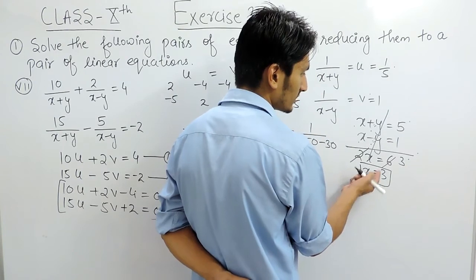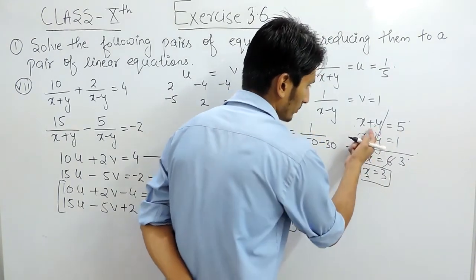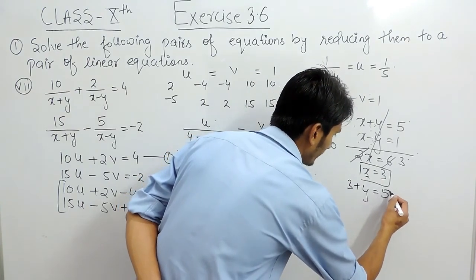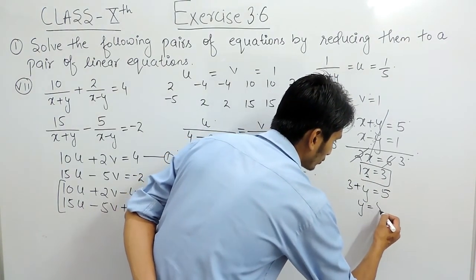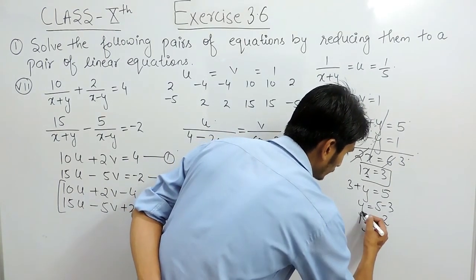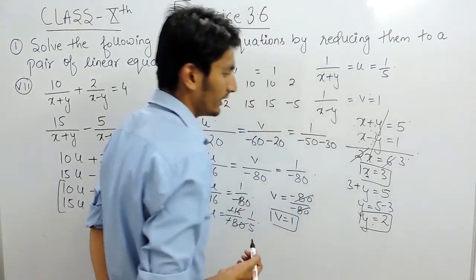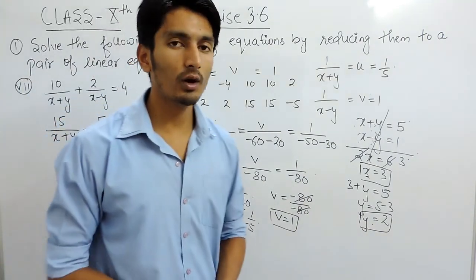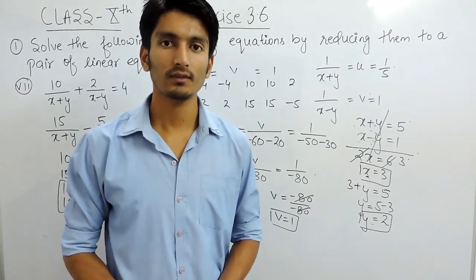So I am substituting this value in the first equation. The value of x is 3, so 3 plus y equals 5. So clearly the value of y should be 5 minus 3. So the value of y should equal 2. So this is how you can solve this question. Thank you.